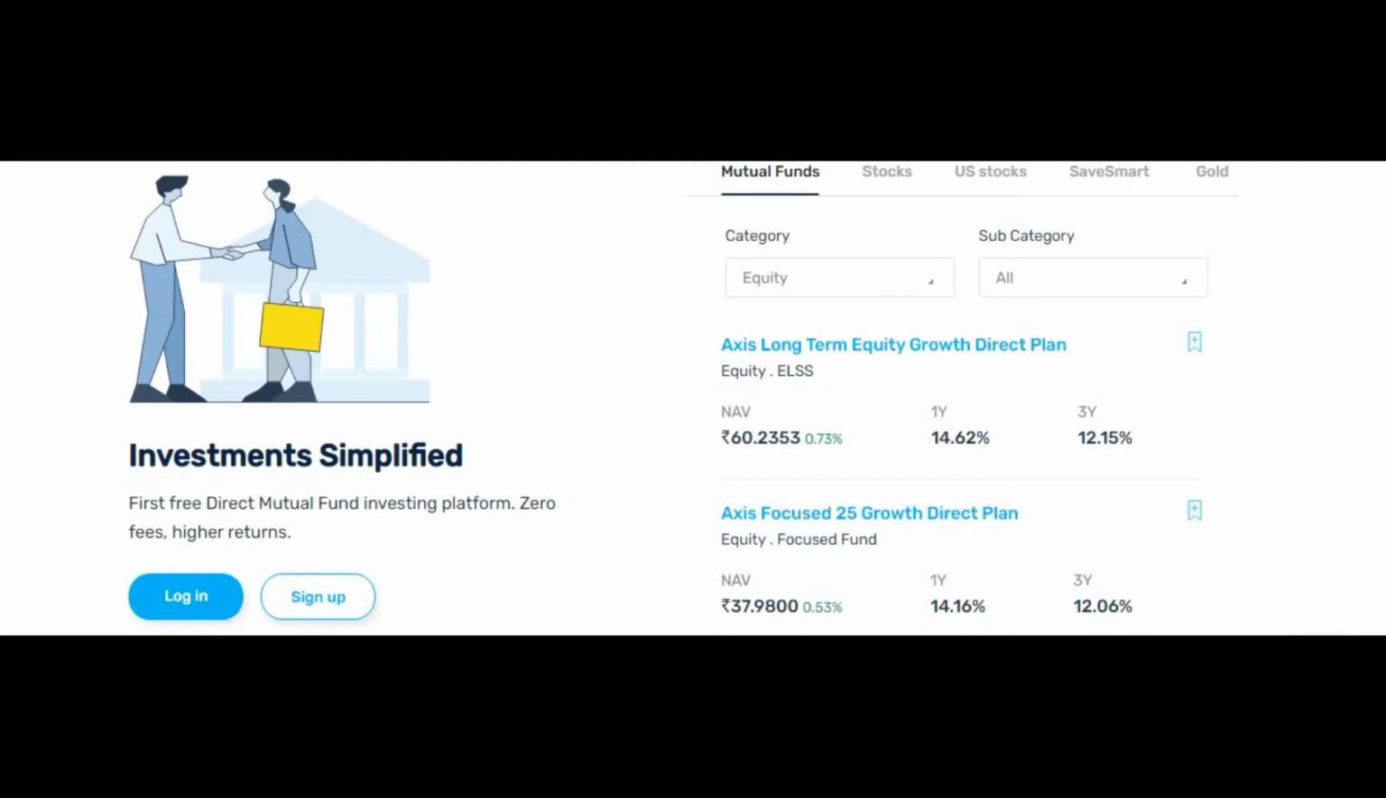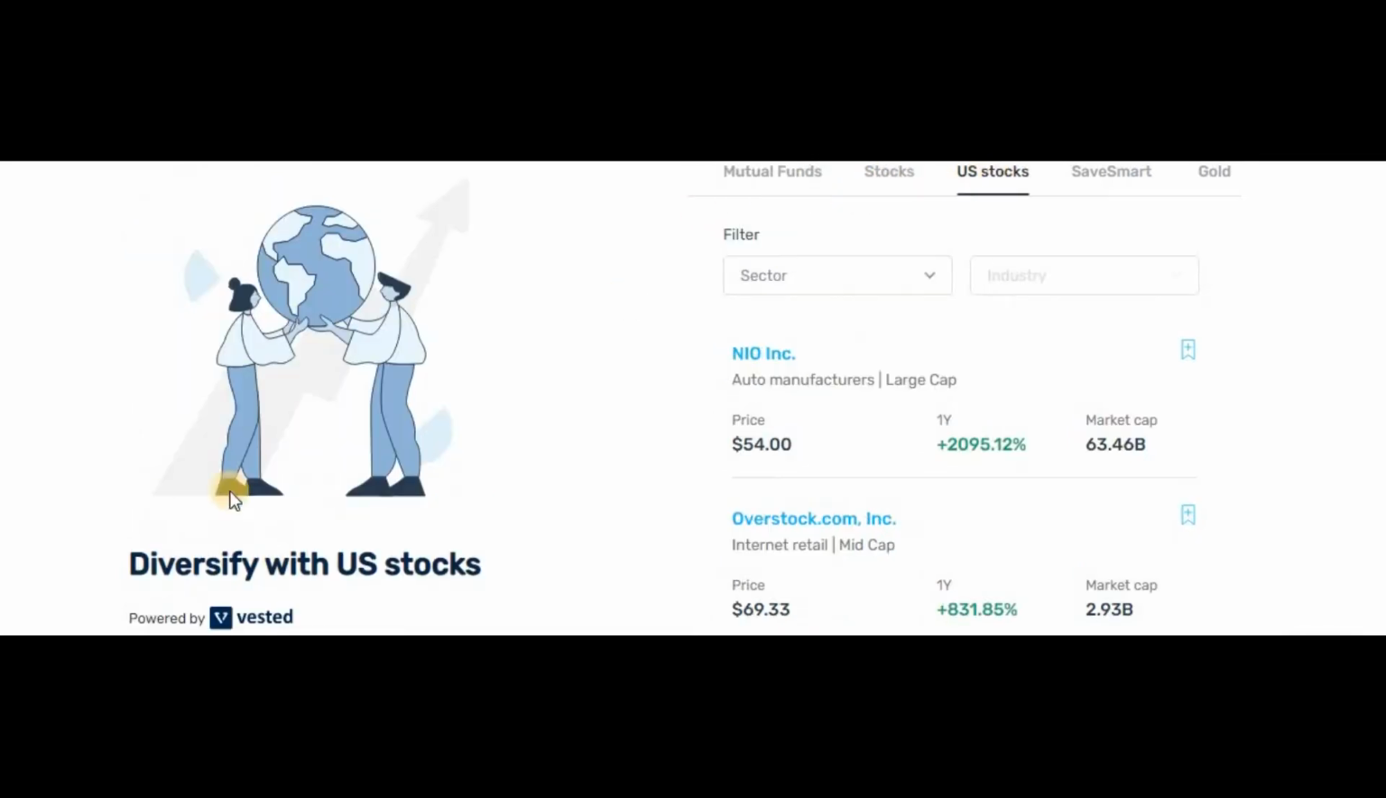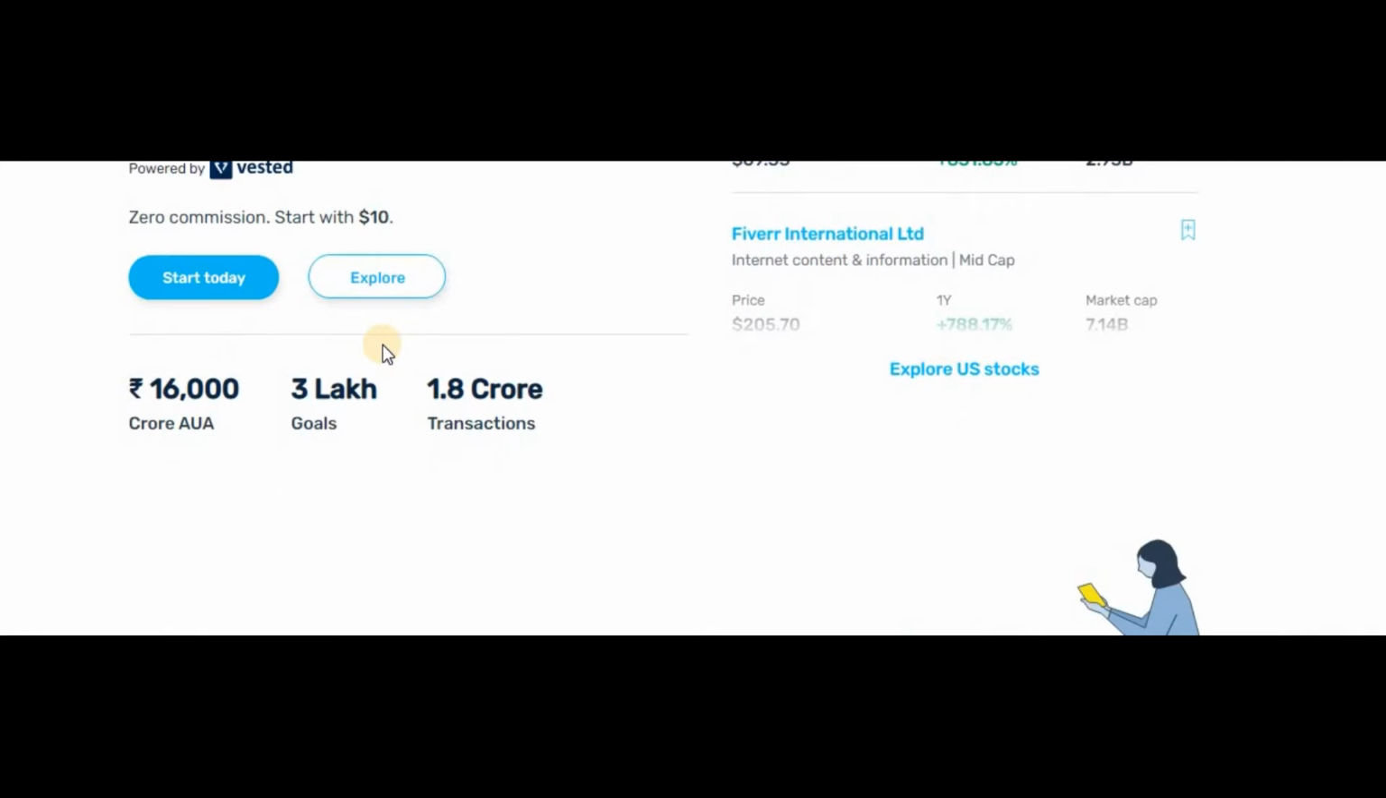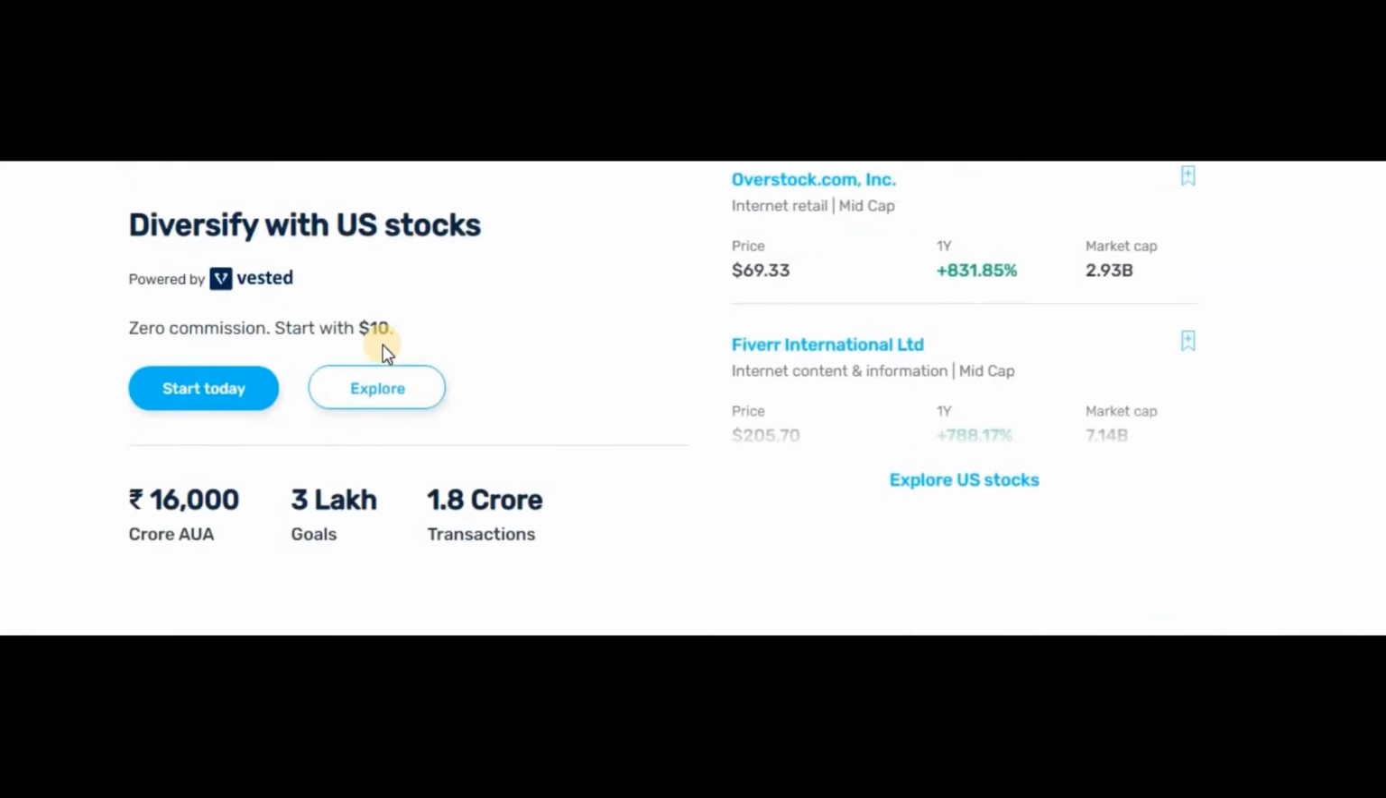Kuvera's login page for you. In this you can buy mutual funds and stocks. Of course, Kuvera has recently opened up, diversifying with US stocks by using the Vested company. So it is tied up with the Vested company, and you can buy US stocks from India itself. Do you know that you can buy US stocks from India itself?